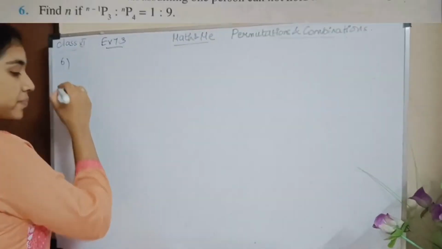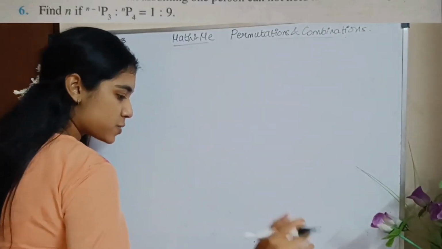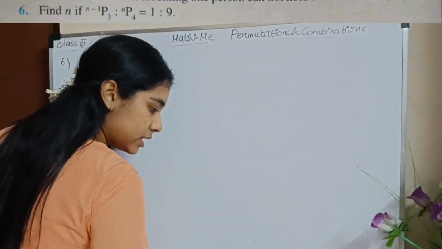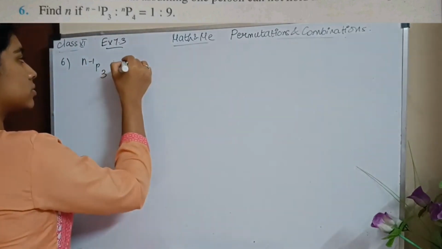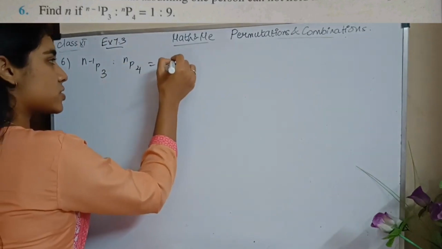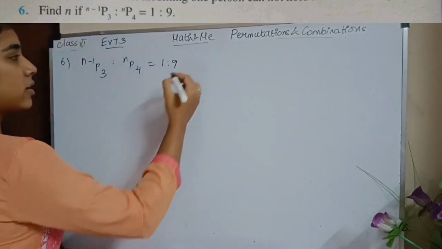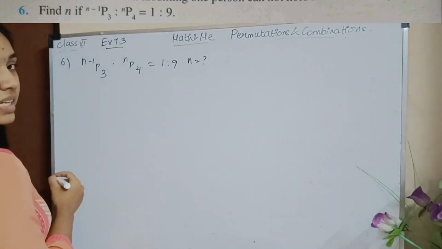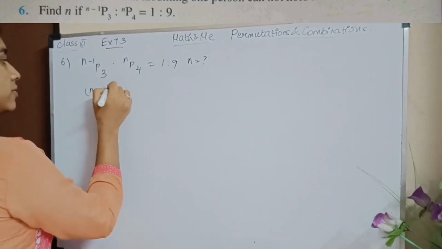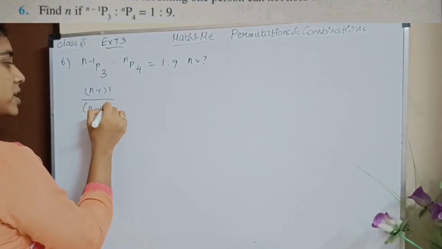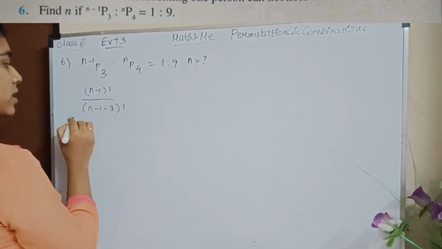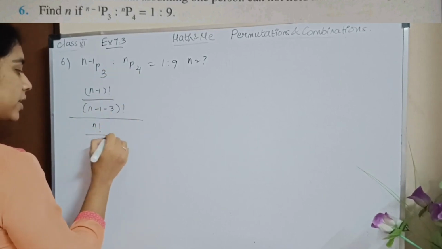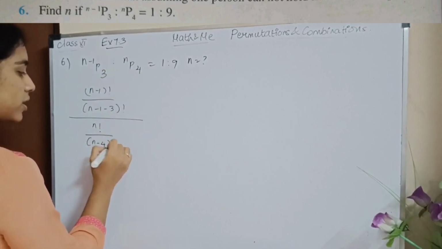Question number 6. If (n minus 1)P3 is to nP4 equals 1:9, find n. So this is a ratio. (n minus 1)P3 is nothing but (n minus 1) factorial divided by (n minus 1 minus 3) the whole factorial, which is (n minus 4) factorial, divided by n factorial divided by (n minus 4) the whole factorial.